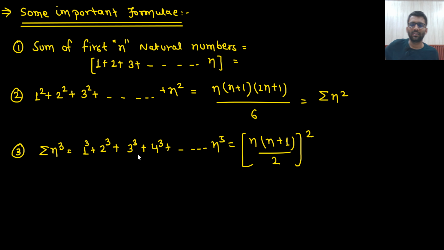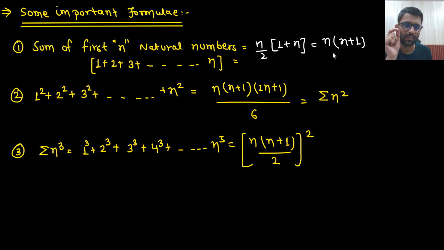Okay. Now let's see some important formulas. The sum of first n terms, what would that be? All these are in AP, right? Common difference is 1. N by 2, first term plus last term. First term is 1 plus last term is n. So it is written as n into n plus 1 by 2.